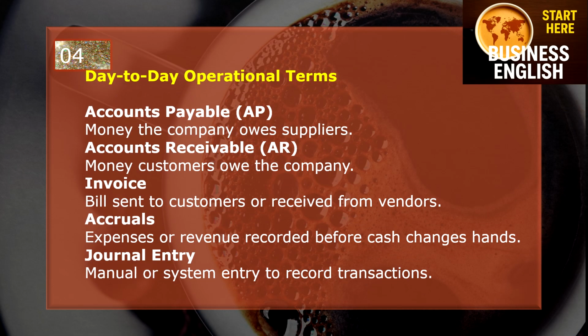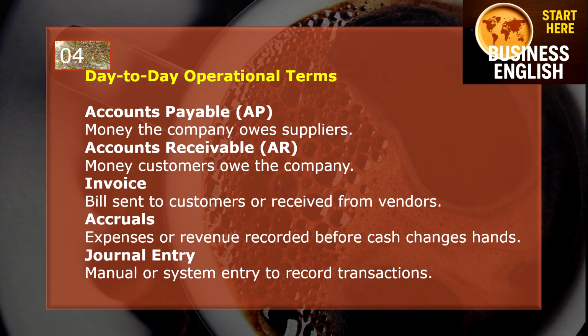Day-to-day operational terms. Accounts payable, AP: money the company owes suppliers. Accounts receivable, AR: money customers owe the company.